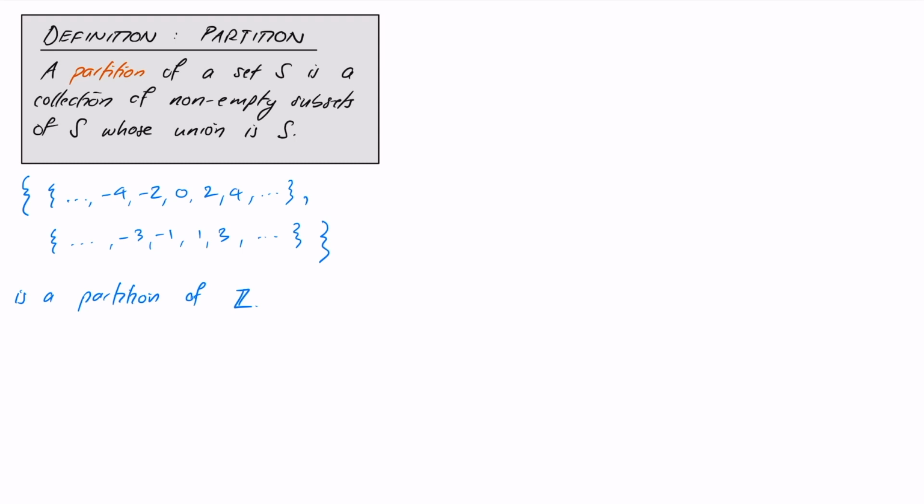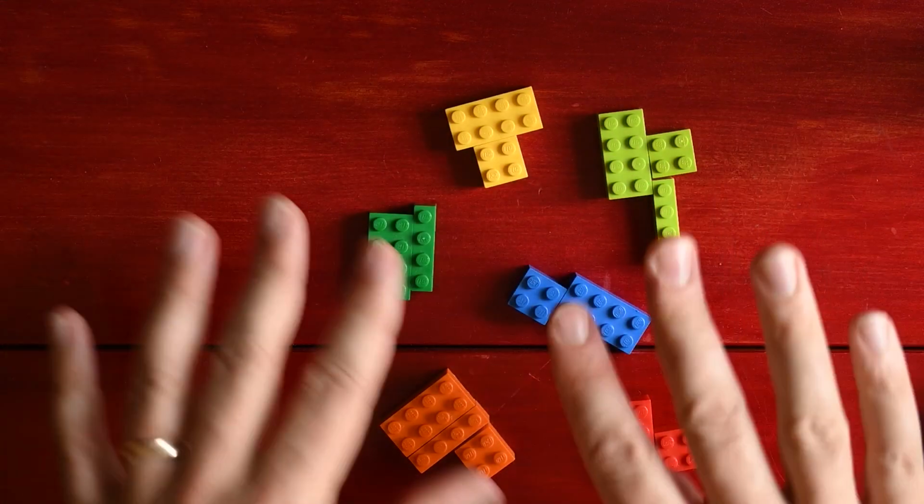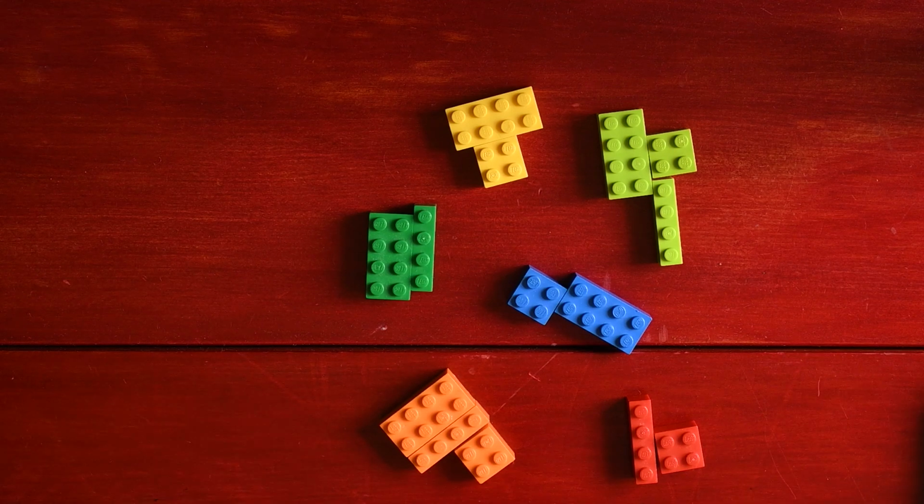Okay, we're now ready to look at the main point of this video, which is that equivalence classes automatically form a partition of your set. And we saw that with the Lego bricks. If we took the color equivalence class for this collection of bricks, it automatically makes a partition. Okay, but to actually prove that is a little bit more complicated.